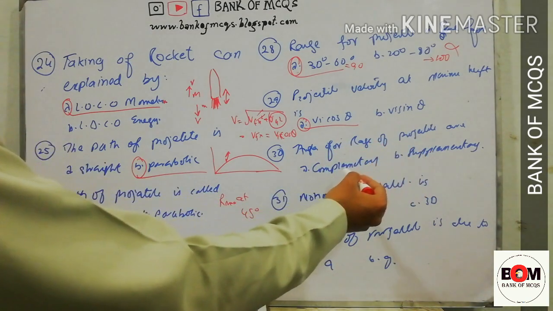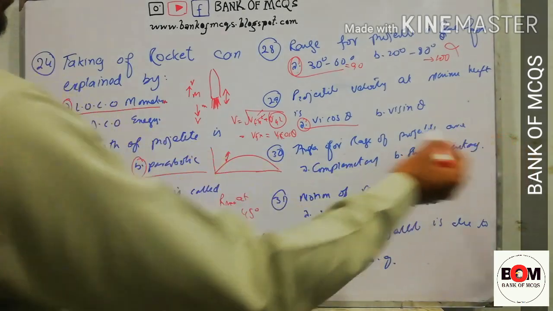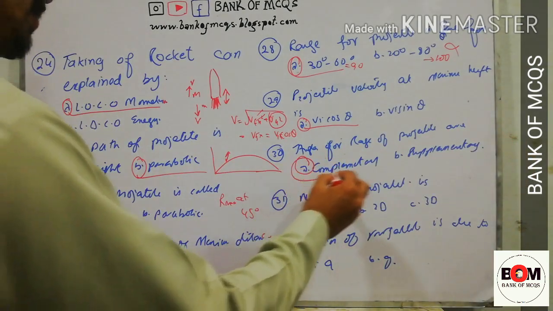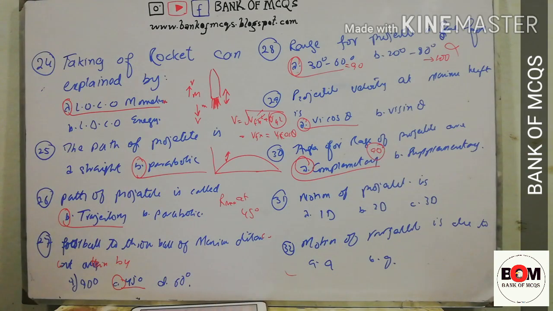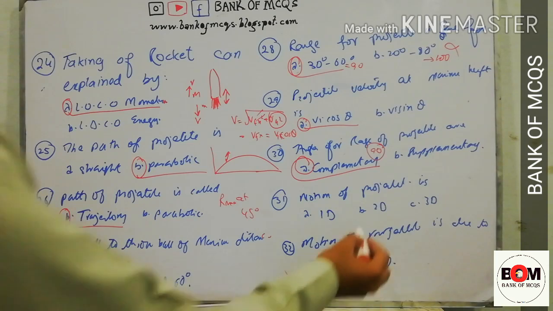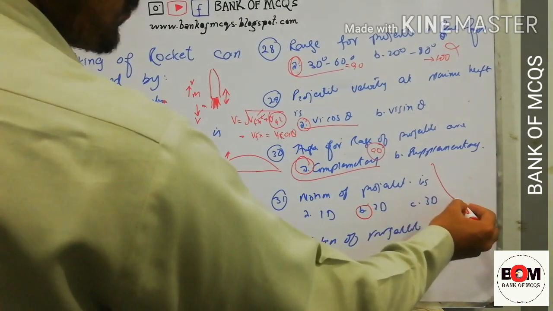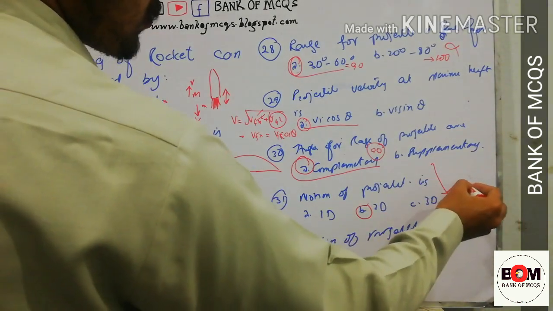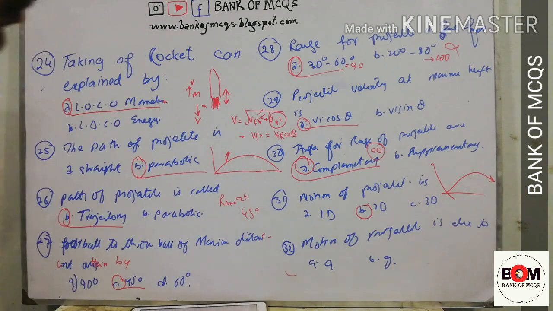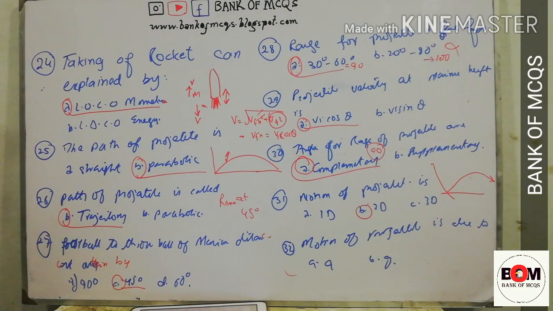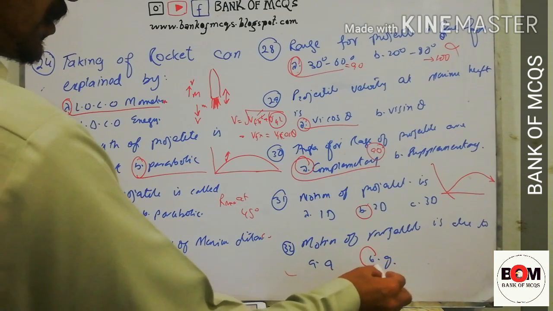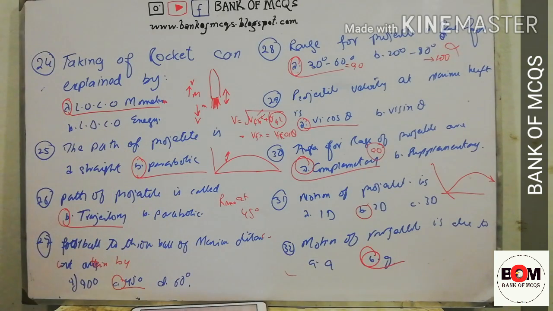Angles for range of projectile are complementary, supplementary, or what? The angles for range of projectile are complementary, their sum is always equal to 90. Motion of projectile is 1D, 2D, or 3 dimensional? The motion of a projectile is 2D because the ball moves upward as well as forward. Motion of projectile is due to acceleration or gravity? The motion of a projectile is due to gravity.